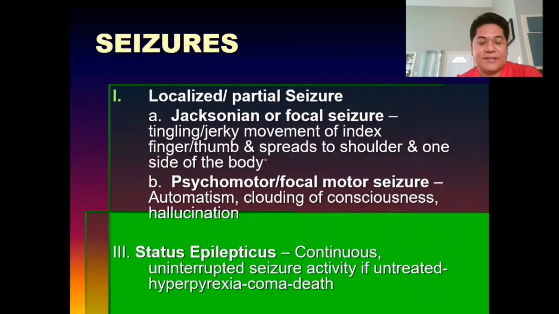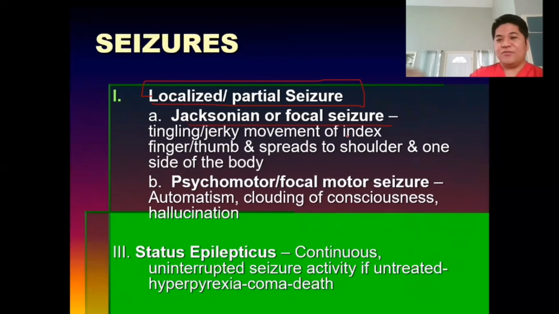Okay, next, localized or partial seizures. So Jacksonian or focal seizure is like a tingling or jerky movement of the index finger or thumb. That would spread to one side of the body, like a Michael Jackson. Okay, Jacksonian or focal seizure.